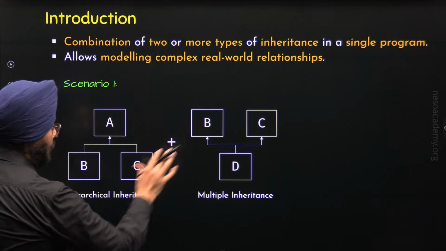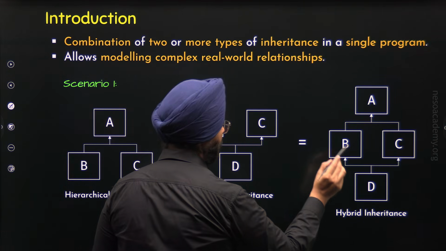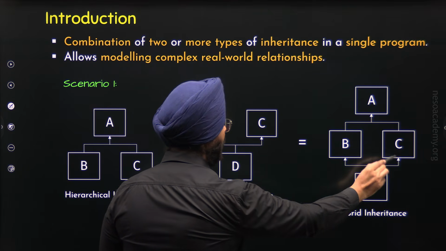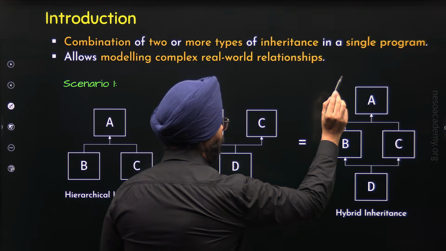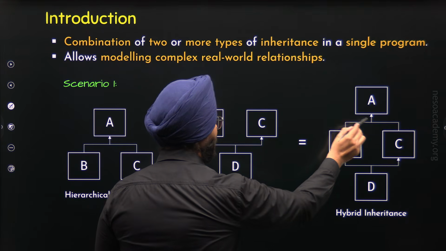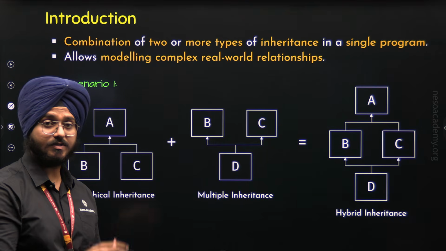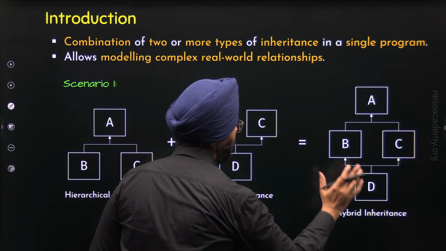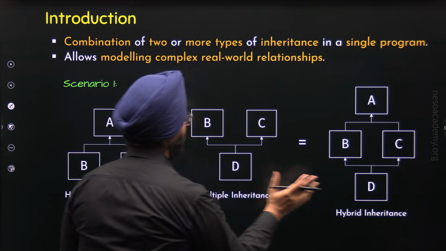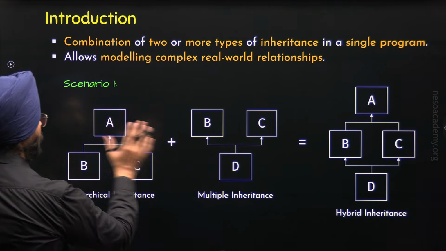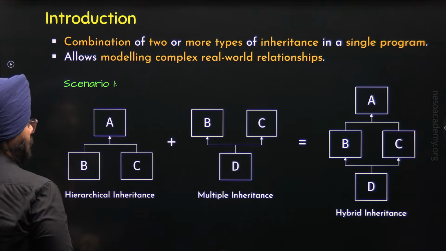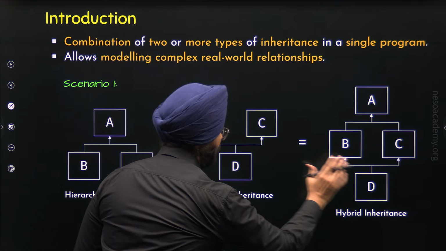As the result of the combination, we will get this hybrid inheritance where class D is inheriting from classes B and C, and classes B and C are inheriting from the class A. Indirectly, class D is also inheriting from class A. This is possible with the help of hybrid inheritance. So one thing is clear, with the help of hybrid inheritance, we can combine two or more types of inheritance in a single program. And this allows us to model complex relationships like this.